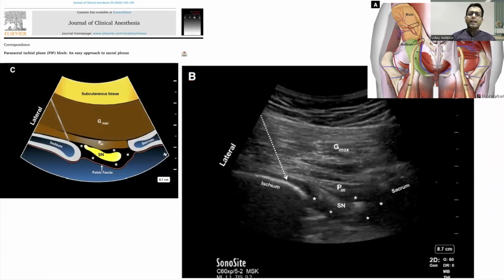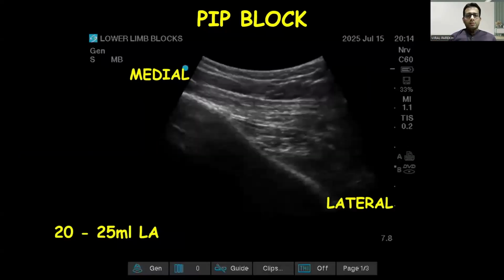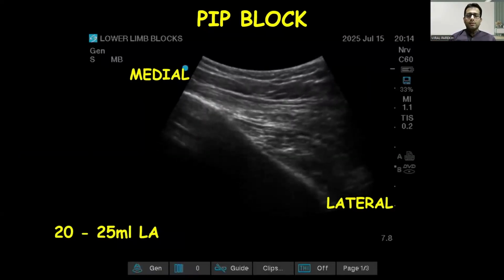The advantage of the PIP approach is that we are not targeting the sacral plexus directly. Our target is the bony landmark, which is the ischium, and thereby the chances of nerve injury and trauma are less. So this is the scanning for the PIP approach.